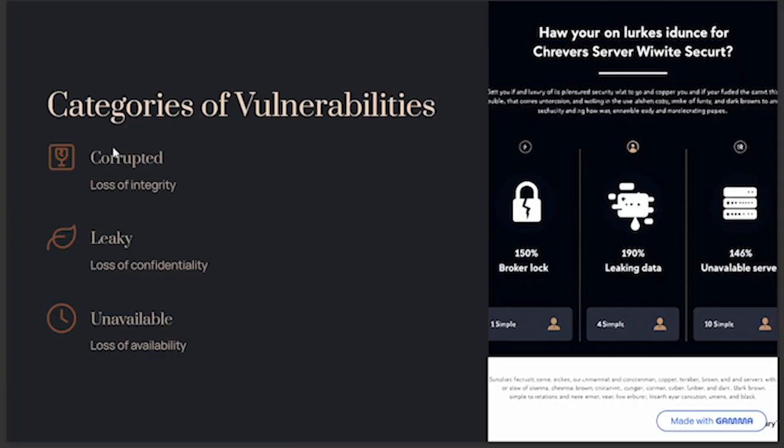When we look at the second category of vulnerability, it is leaky. Leaking of data or information has to do with loss of confidentiality. And then the last category is the unavailability of data, that is loss of availability.